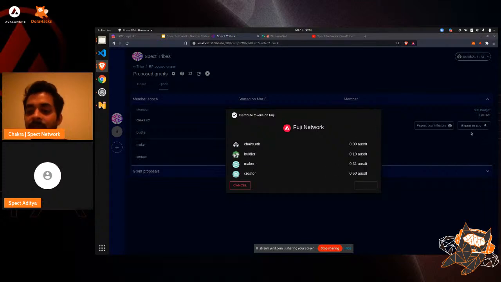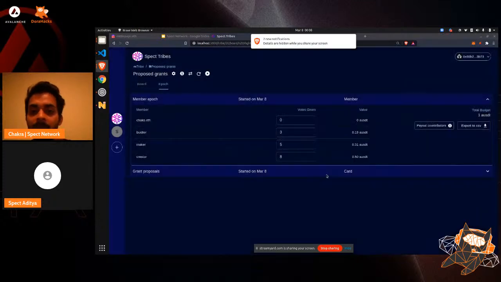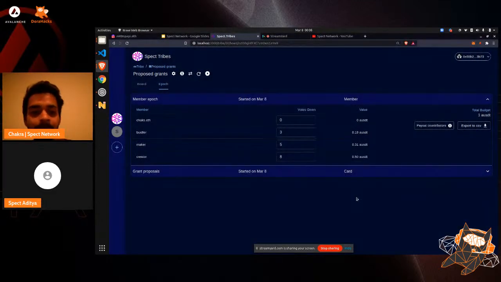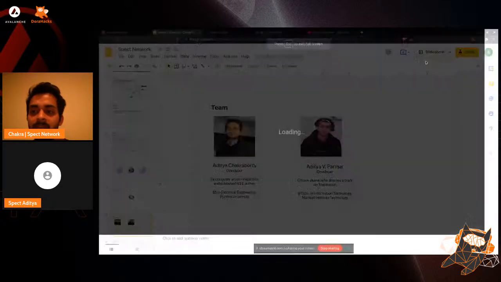Later, we do have plans to show this data in a much better way on Spect itself. But for now, you can export the CSV if you want to. And that pretty much concludes the demo. I hope I have been able to show the high customizability and the aggregation layer aspect of Spect Tribes. Now let me jump back to our slideshow.